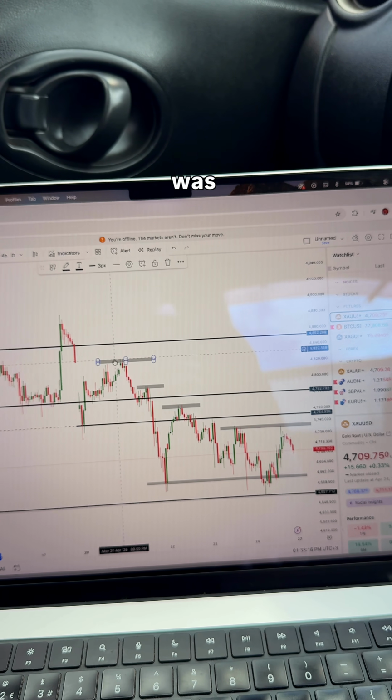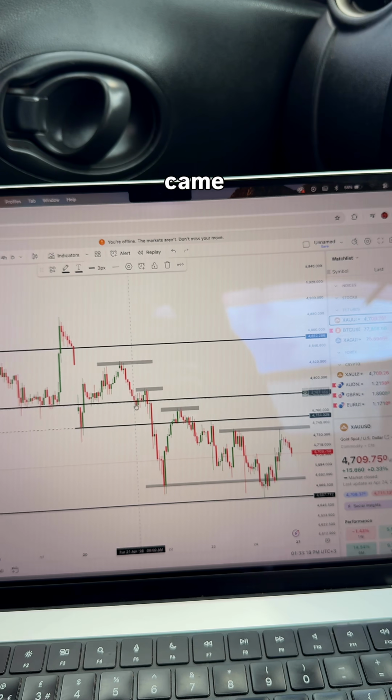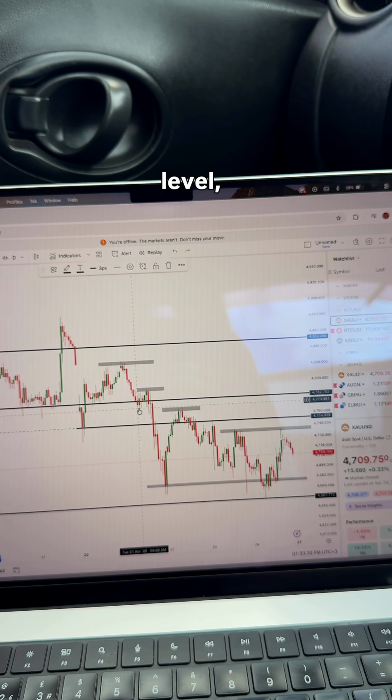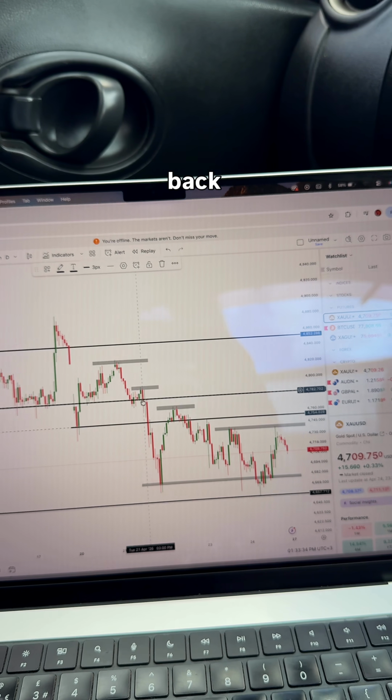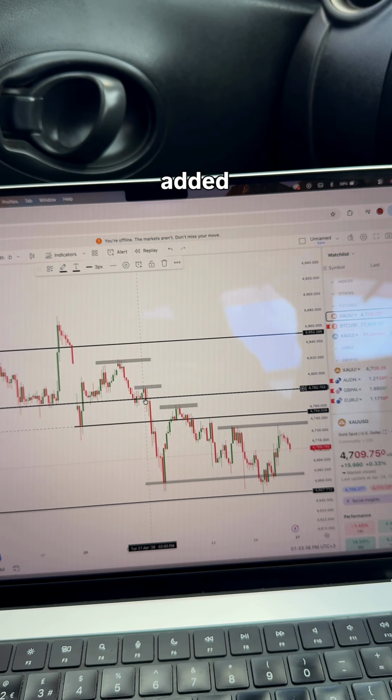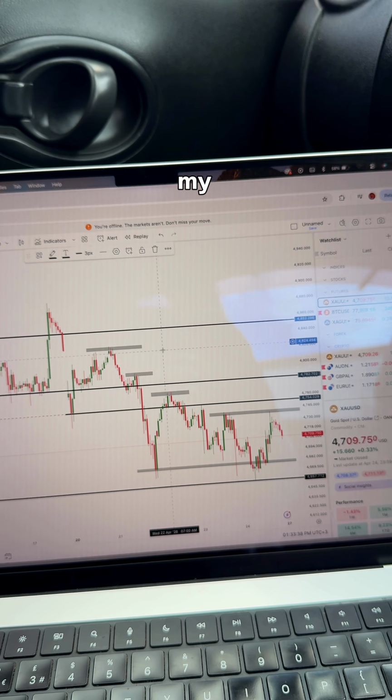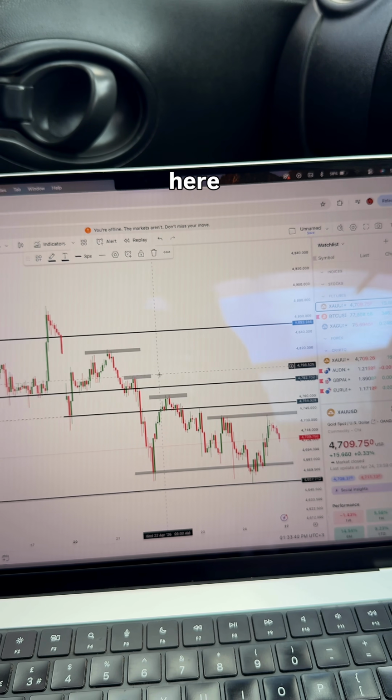My initial stop loss was above here, but then when the market came here, it tested the level, went back up and created a small higher low, and then when it came back under 47.82, I added even more positions, and then I had to move my stop loss from up here to down here, and then I let my trade run.